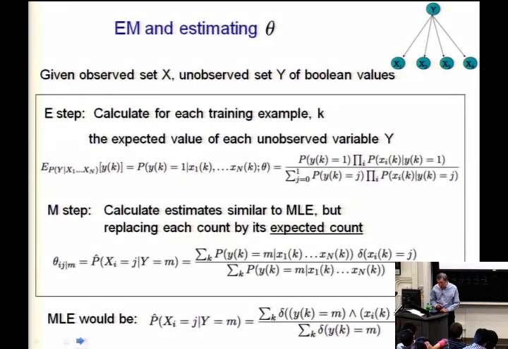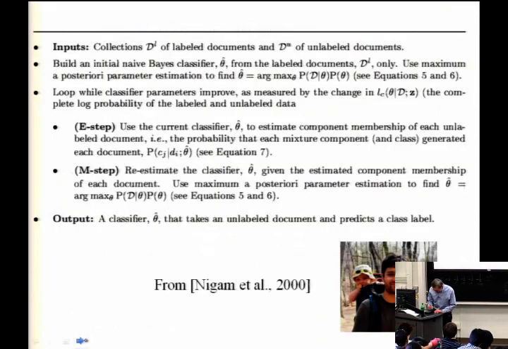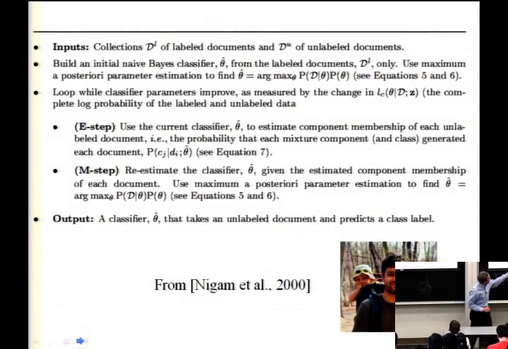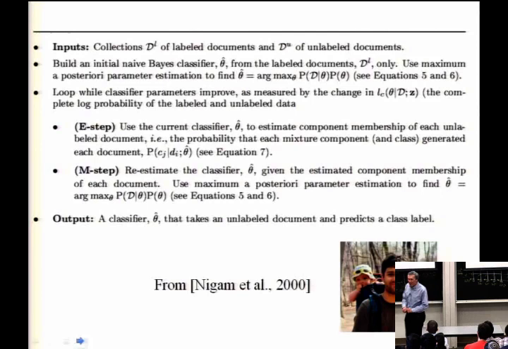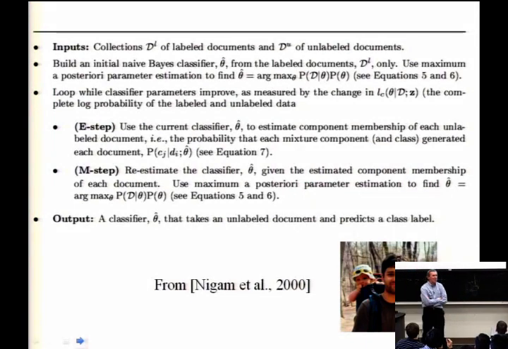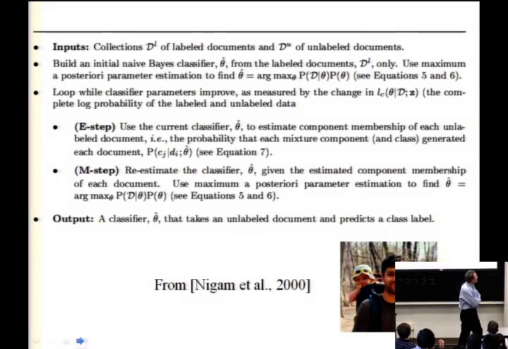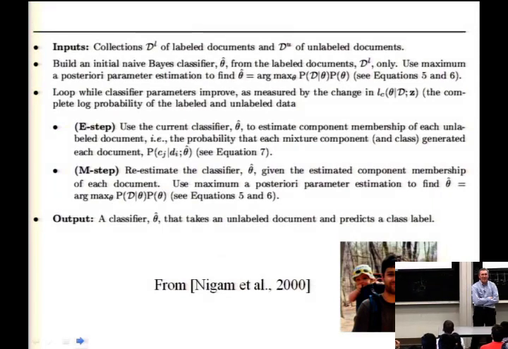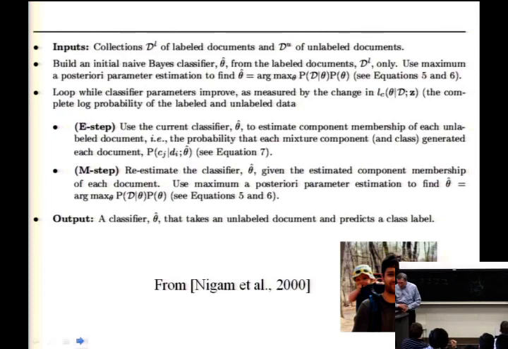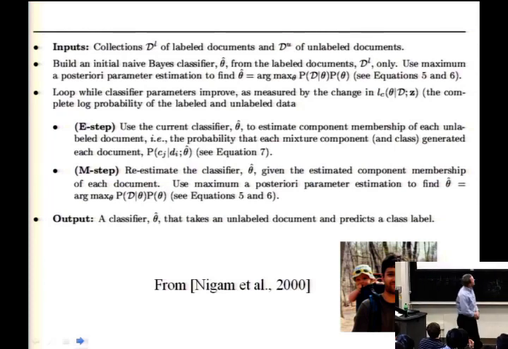Now, fortunately, we're not even the first people to think of this. Kamal Nigam, shown here in an early photograph, one of my former PhD students, for his PhD thesis, explored the question of how you could train systems with combinations of labeled and unlabeled data. And one of the things he did was exactly apply EM to naive Bayes. And let's look at what he came up with. So here's the algorithm that he published.